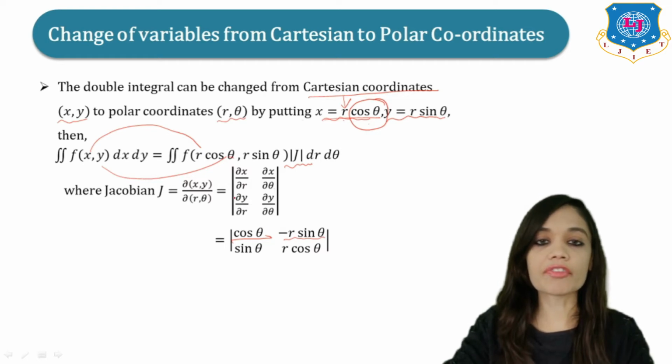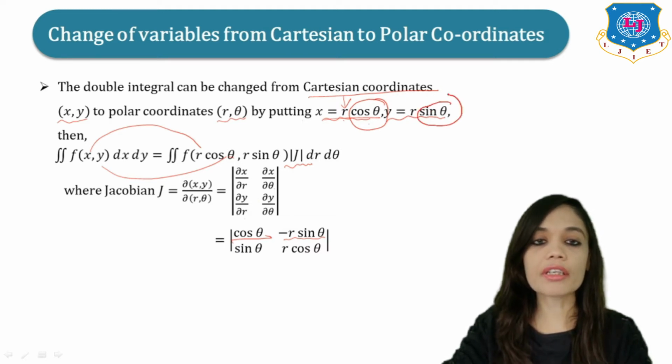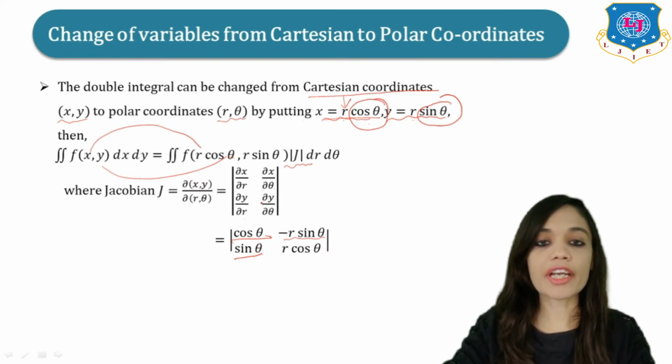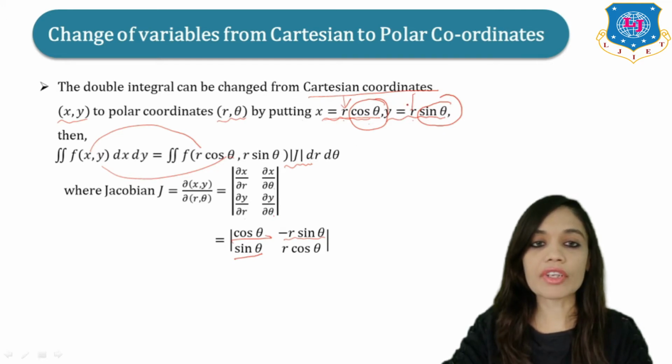Similarly, we find the derivative of y with respect to r, keeping theta constant. Therefore sin theta will remain constant, and the derivative of r is 1, so the answer of del y by del r will be sin theta. Lastly, find the partial derivative of y with respect to theta. The r will remain as it is, that means constant, and the derivative of sin theta is cos theta. So del y by del theta will be equal to r cos theta.